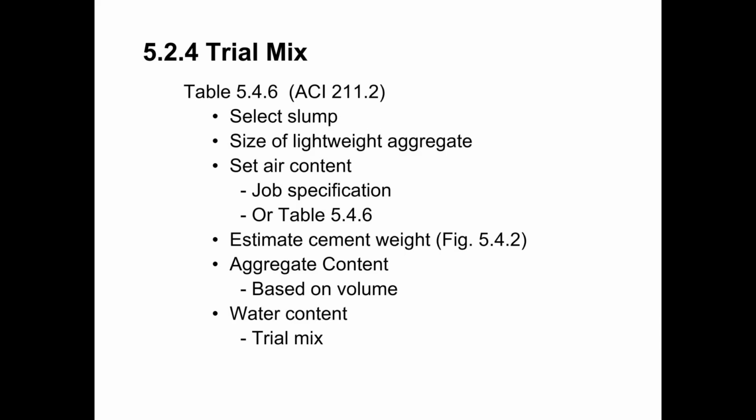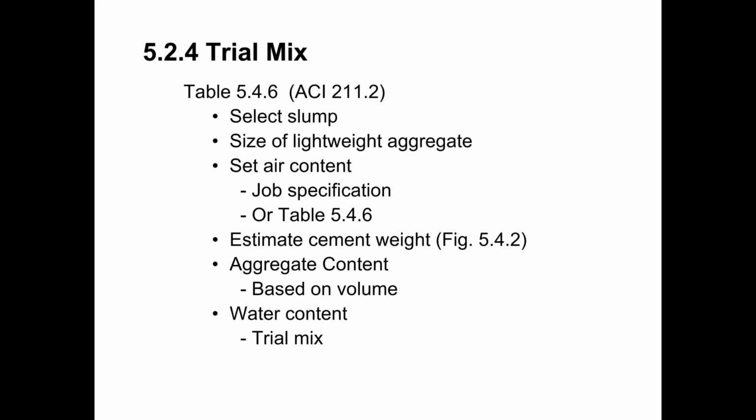So the basic steps for a lightweight mix design from ACI 211.2 is you're going to start by selecting a target slump range where you want to be. You should know the size of your lightweight aggregate because you will need to select an aggregate supplier prior to going through this process. Depending on what part of the country you're in, you may have several different suppliers that you can choose from, or you may be very limited and there may only be one viable supplier to your particular area.